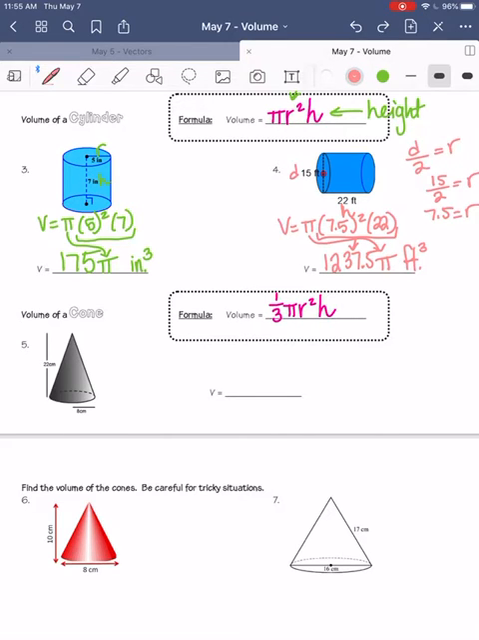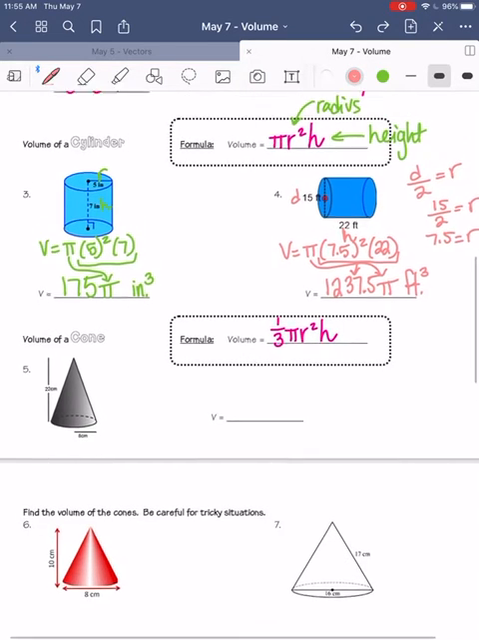I also play golf, and so when I used to go to the golf course and I would get water, they would have these little cups in the shape of cones that I would pull and use to get a sip of water from the cooler. So I don't know if you think of that. You can also think of a traffic cone. So there's a lot of real world examples of cones.